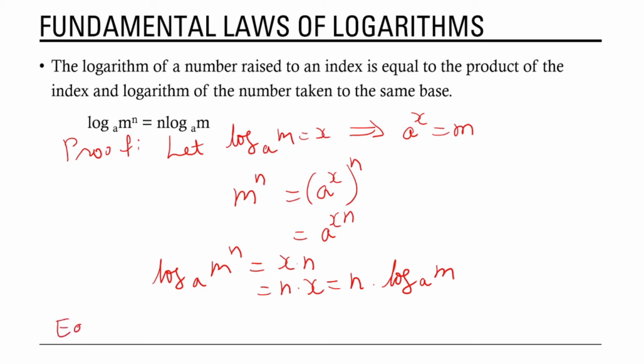A small example: log of 3 square to the base 10 can be written as 2 into log 3 to the base 10. So, this is how we can write log 3 square to the base 10, it is equal to 2 into log 3 to the base 10.